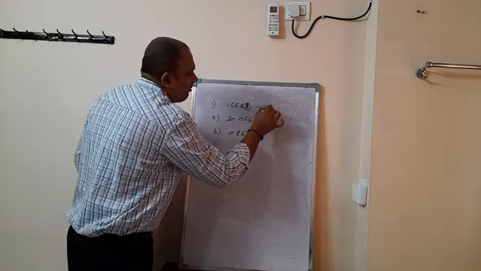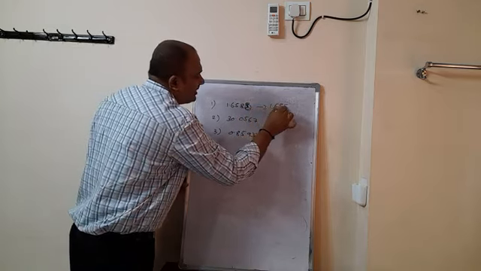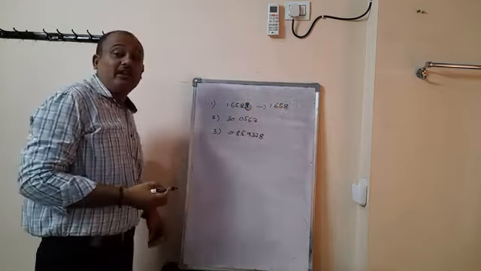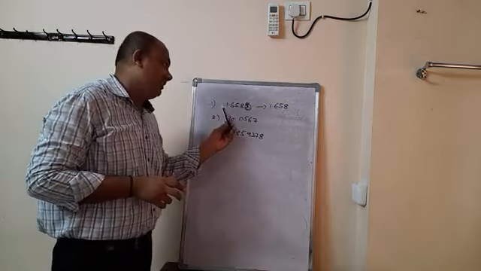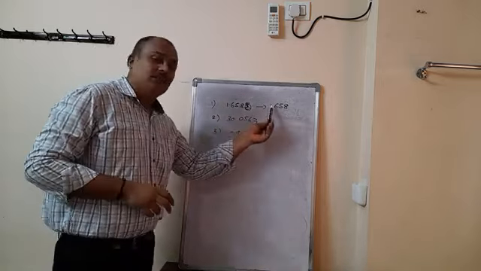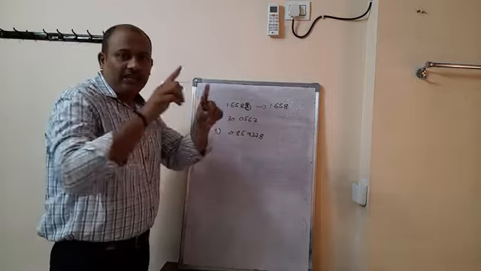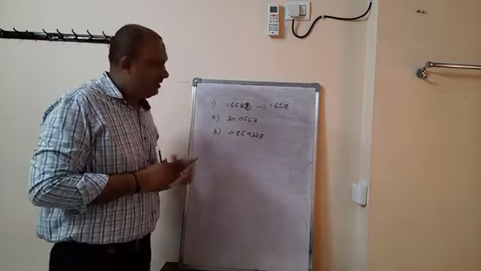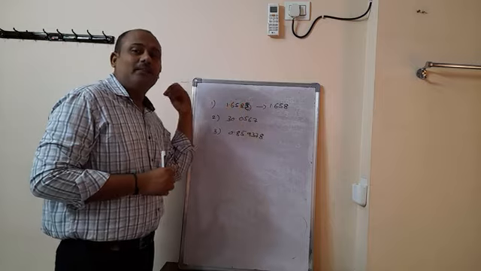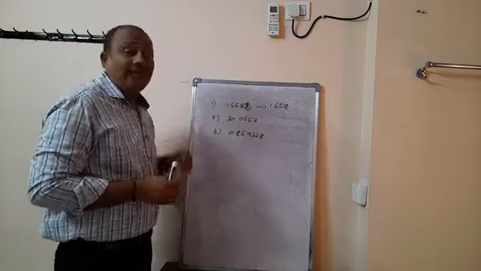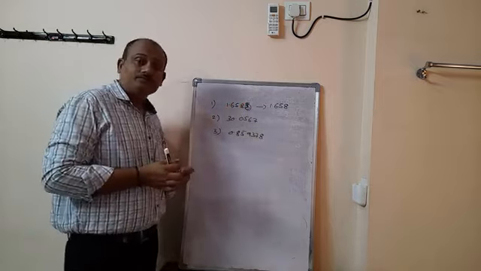That means 1.658 is the required rounding off of the number up to 4 significant figures. 1, 2, 3, 4. That is 1.658. That is the first one: leave the nth digit unchanged. Just leave it and write the number as usual.